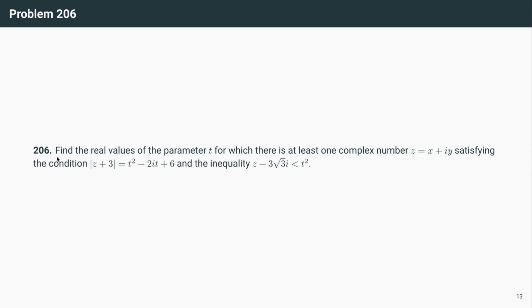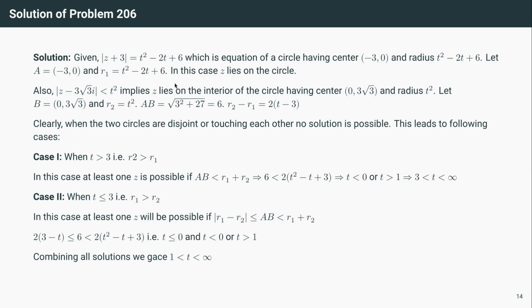Problem 200 says: find the real values of the parameter t for which there is at least one complex number z = x + iy satisfying the condition |z + 3| = t² - 2t + 6 and the inequality |z - 3√3 i| < t².